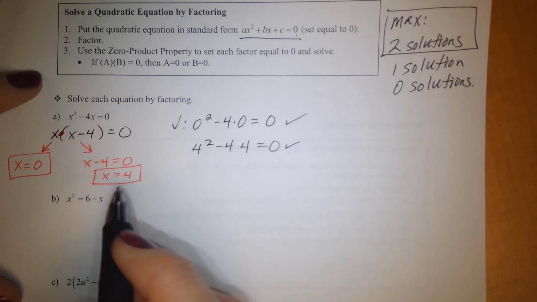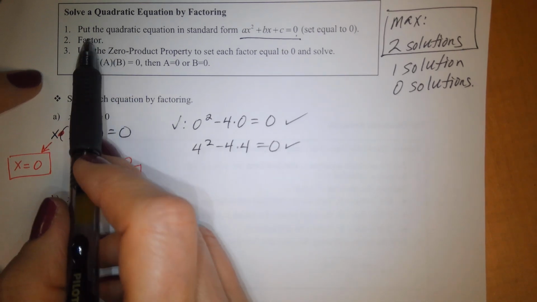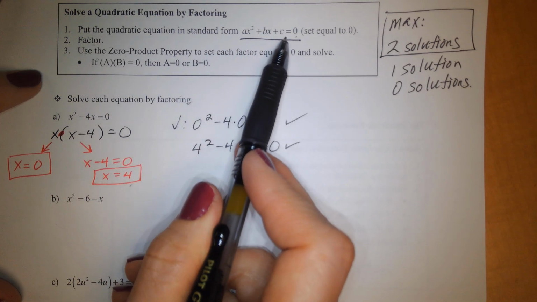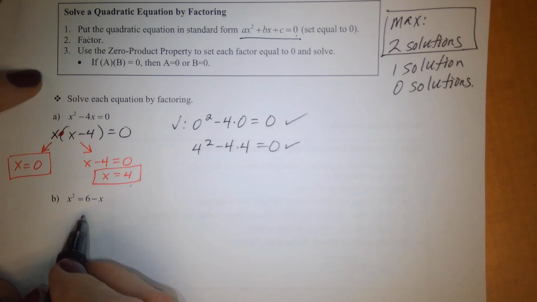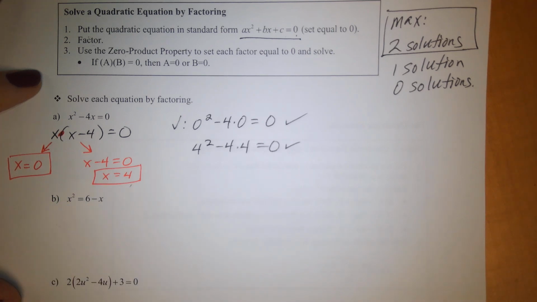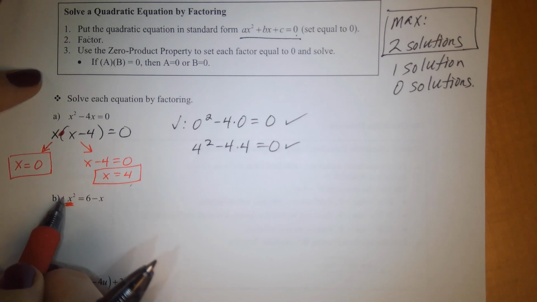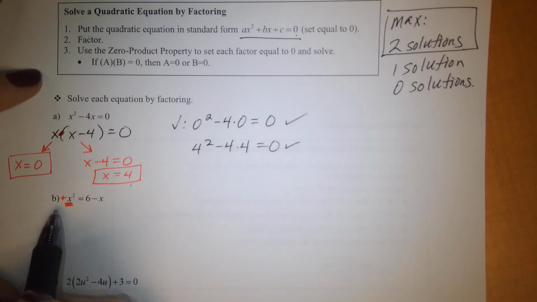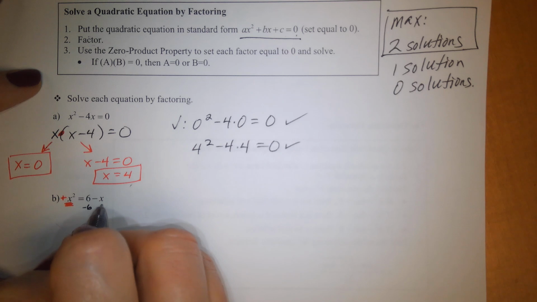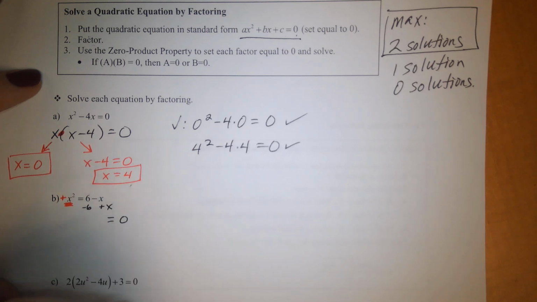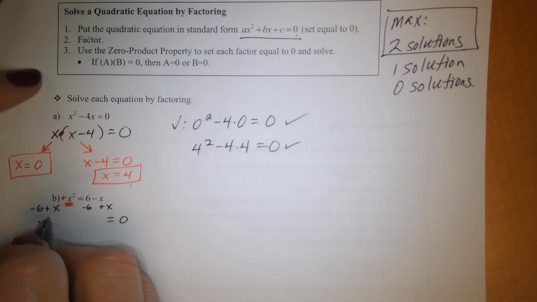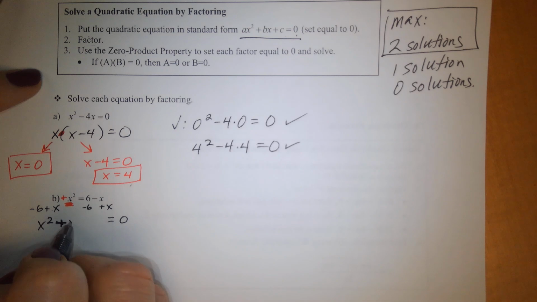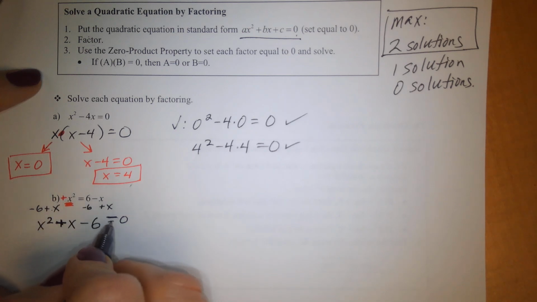Next one. x squared equals 6 minus x. Again, the first step is to put it in standard form. In other words, set it equal to 0. I suggest always move things to the side that will make this squared term positive. So I'm going to pick the left side and move everything over to here. So I'm going to subtract the 6 and add this x, so that way I have 0 on the right-hand side. So make sure on this side we subtract 6 and also add x. So that gives me x squared plus x minus 6 equals 0.